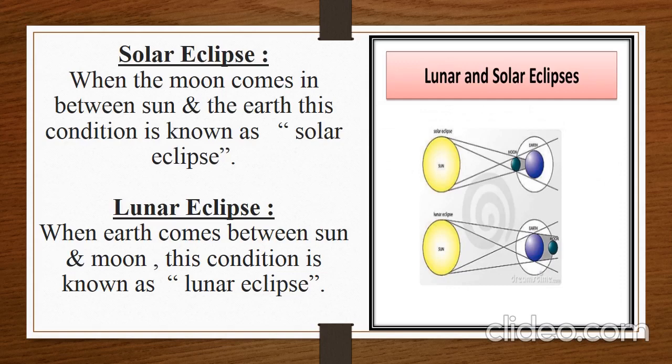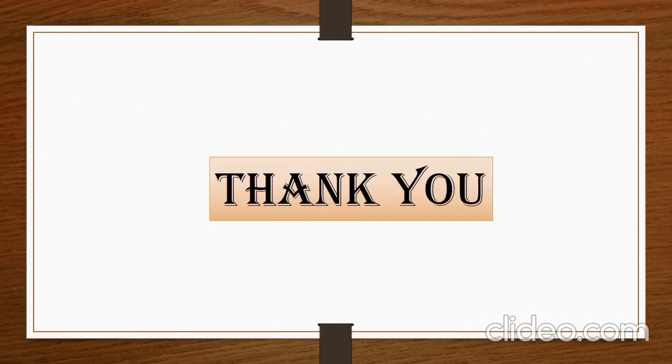Last Sunday, if you observed, there was the longest solar eclipse we have found in Pakistan. Solar eclipses occur when the moon comes in between the sun and the earth. This condition is known as a solar eclipse. A lunar eclipse occurs when the earth comes between the sun and the moon. This condition is known as a lunar eclipse. Thank you.